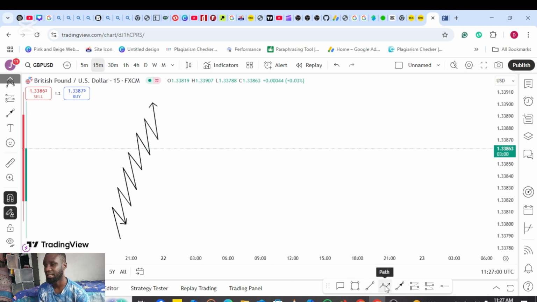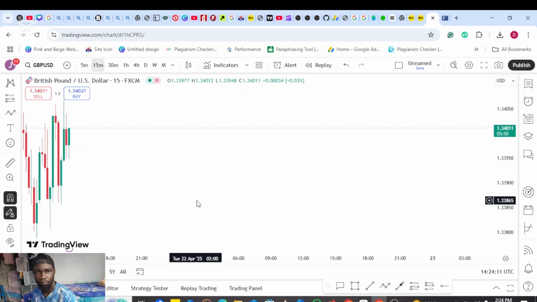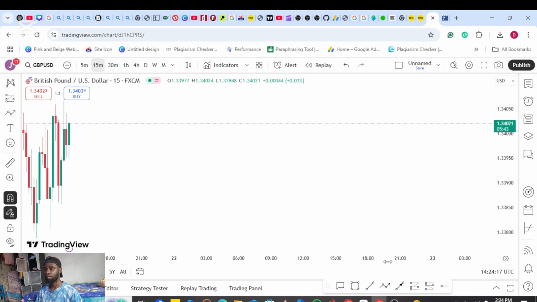Let's do some practical work. This is how a downtrend forms. Downtrend. It creates lower low.